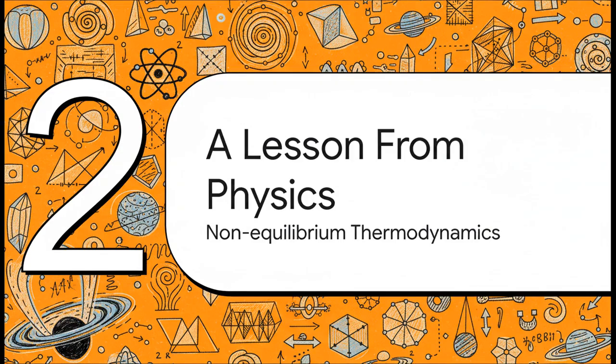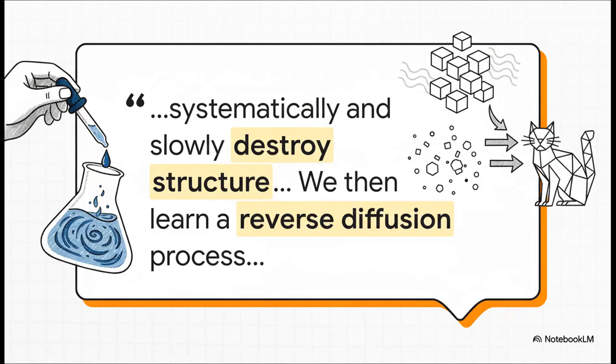And the solution, believe it or not, didn't come from computer science. Nope, it came from a field that is an absolute expert in chaos and order, physics. The authors of that 2015 paper really said it best. They got their inspiration from thermodynamics. I want you to picture this: a drop of ink slowly diffusing, spreading out in a glass of water. They realized, hey, we can apply that exact same principle to data. First, you destroy the structure, and then you learn how to put it all back together again.